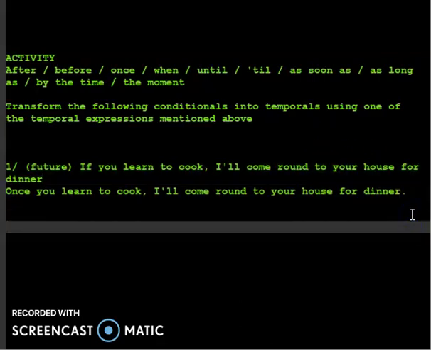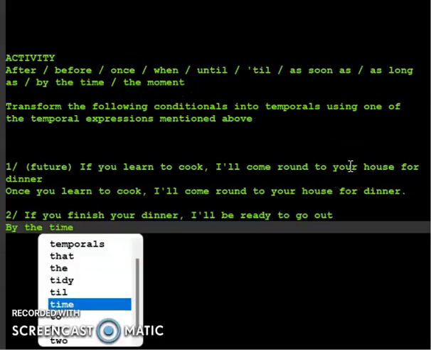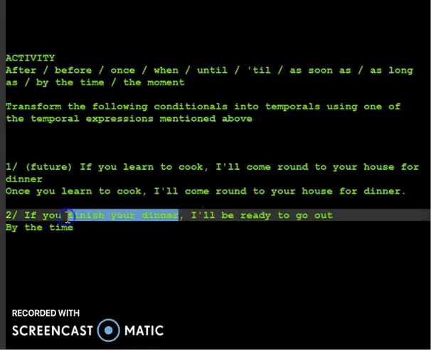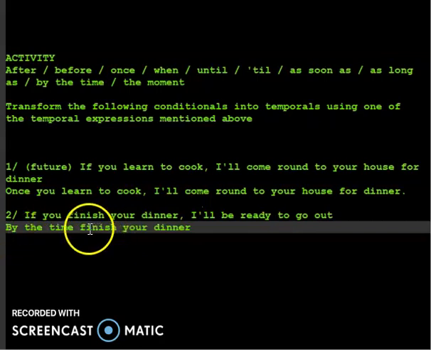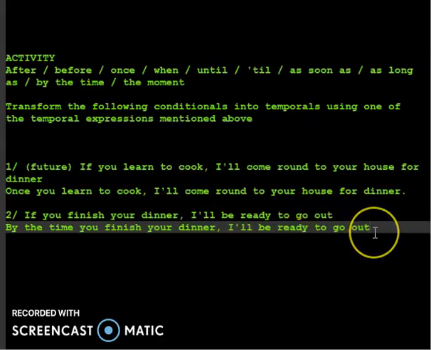2. If you finish your dinner, I'll be ready to go out. So let's see. With this one, I quite like the idea of using by the time. So by the time, llegado este momento, by the time you finish your dinner, this in present simple. So temporal is always followed by present simple. By the time you finish your dinner, we've already got this one in future, so we can leave that as it is.